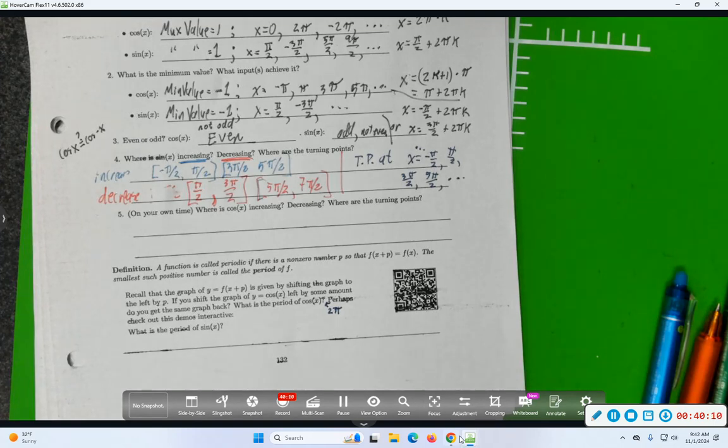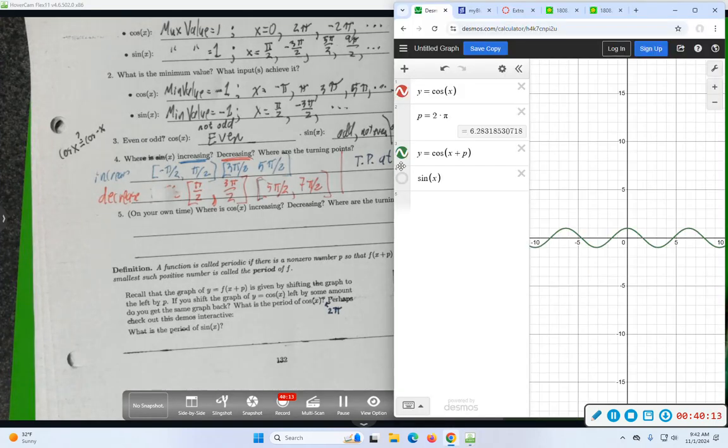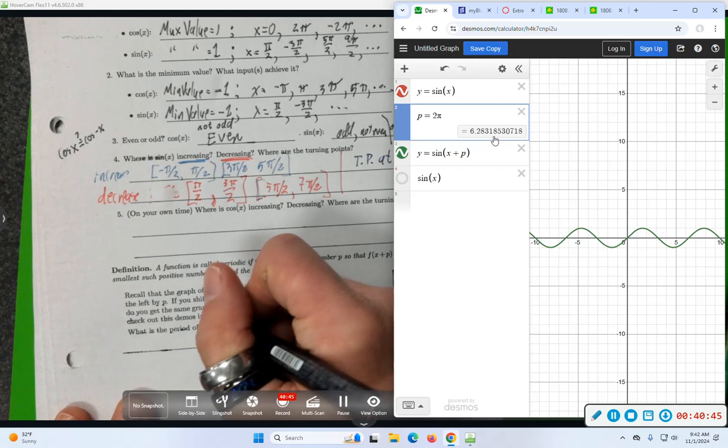So let's pull up the Desmos again. Go back to our normal viewing window. Let's graph sine of x, and let's graph the sine of x plus pi, a period of pi. Those don't look like the exact same graph, so I think the period's not pi. 2 pi. Let's try 2 pi. Looks pretty good. Cool, so it looks like the period of sine is also 2 pi.